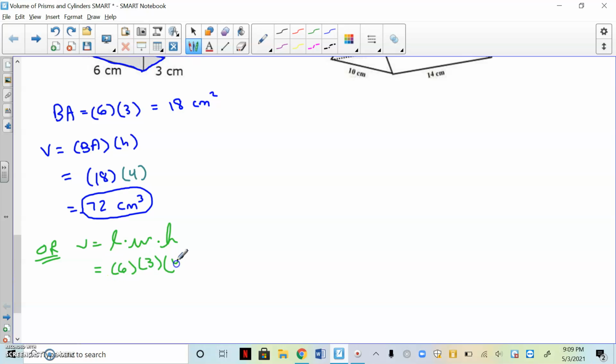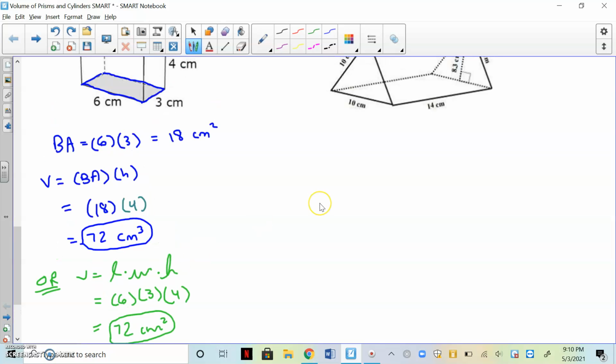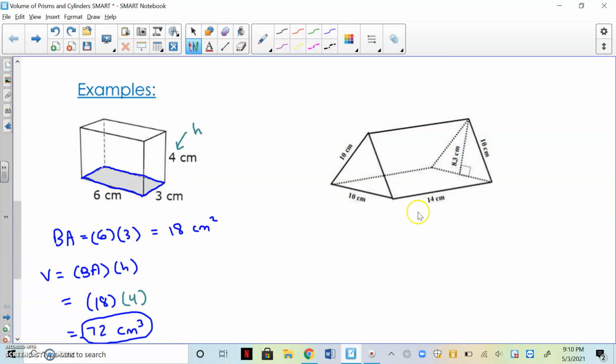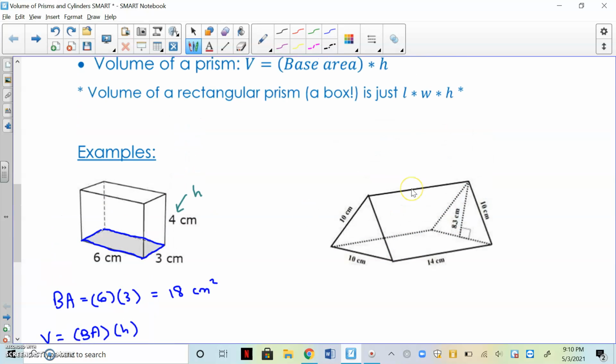And notice how ultimately that's pretty much the same thing, right? In the first version of the formula, we did 6 times 3, got 18, and then multiplied it by the height. In this case, we just do it all in one step. So that's how you can tell that it's the same thing. It's just easier to remember length times width times height. And someday you'll probably have to find the volume of a box, and that's probably the one you would remember. All right, so now let's switch our attention to this triangular prism.